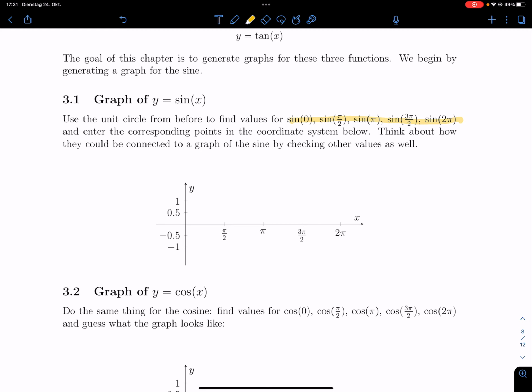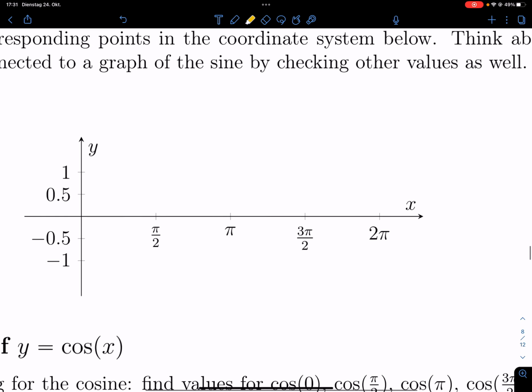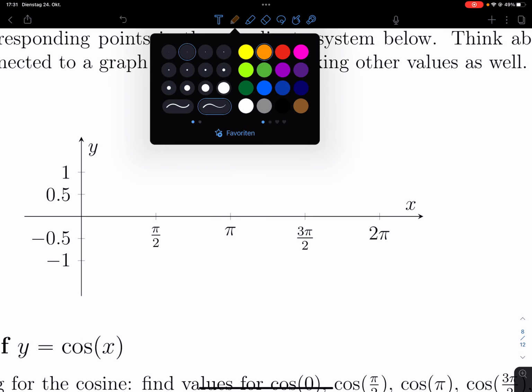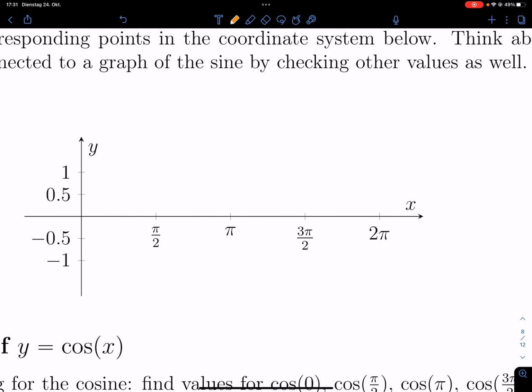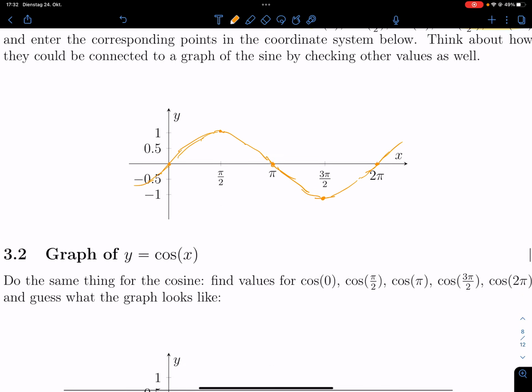Here I gave you a coordinate system in radian, and what you find out for the sine: sine of 0 is 0, sine of pi over 2 here is 1, then sine of pi is 0, sine of 3 pi over 2 is -1, sine of 2 pi is 0. So you have the familiar sine curve here, like this. And this would just go on and on and on to the left and to the right.